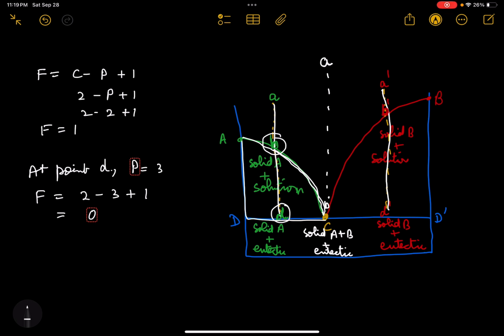The same is the case from point A dash to B dash. As we cool the system from point A dash to B dash, the solution will become richer and richer in component A, whereas solid B will start solidifying along the curve BC.